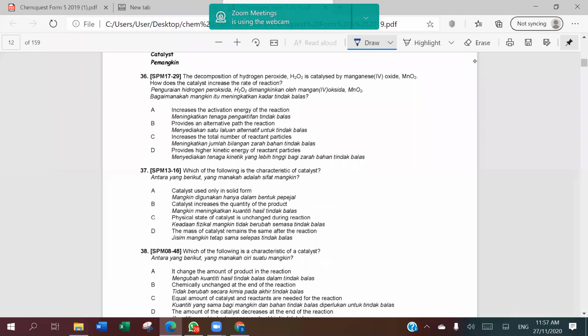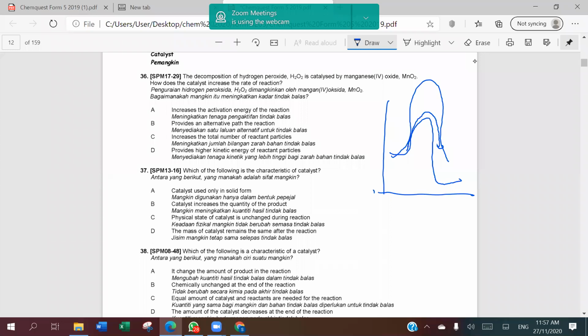Increase the total number of reactant particles. A catalyst can never increase the activation energy, sir. Total number. A. B. D. Okay, I want to tell you something. If you say your answer is A, your answer is very wrong. Because this is, for example, your activation energy, and already the reactants find it so difficult to climb the activation energy. If you increase it more, they are going to climb Mount Everest. Who wants to go? There will be no reaction happening.